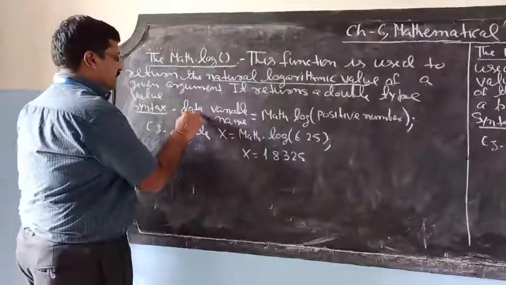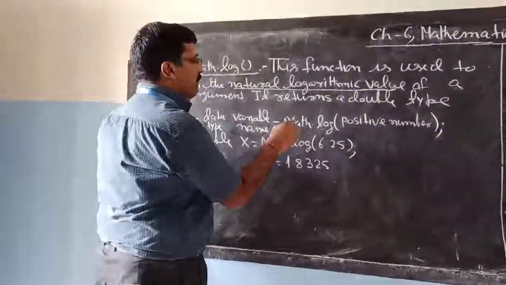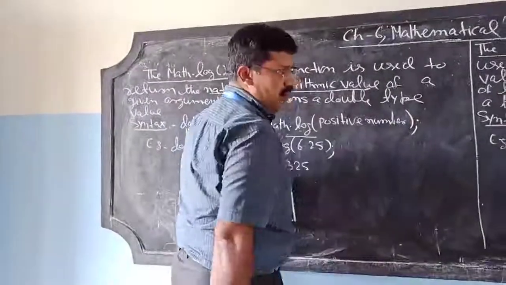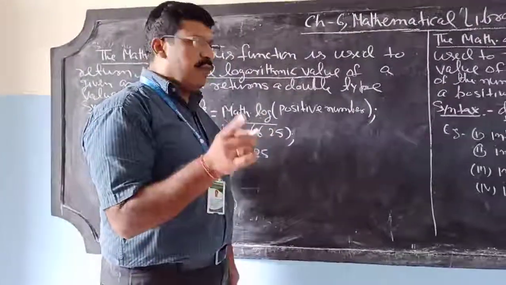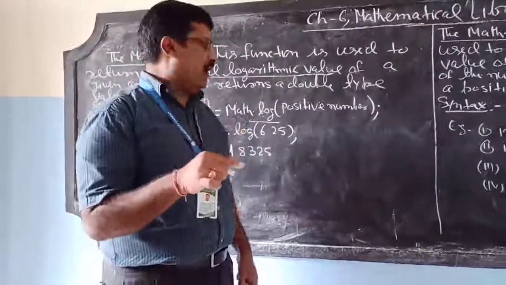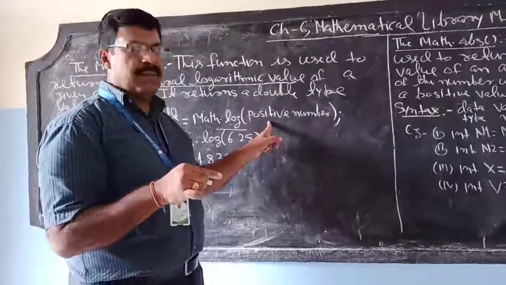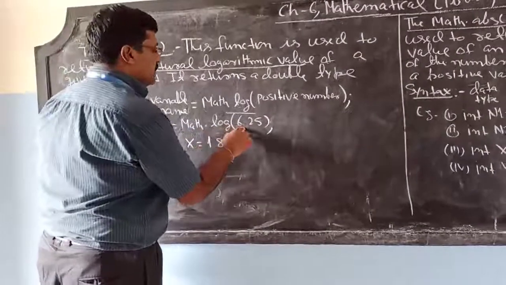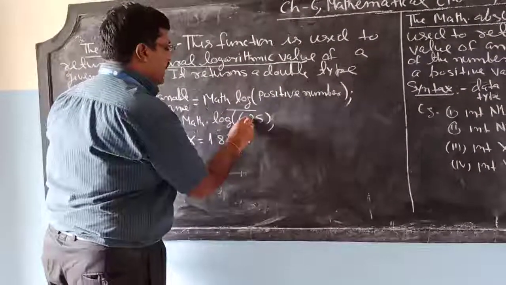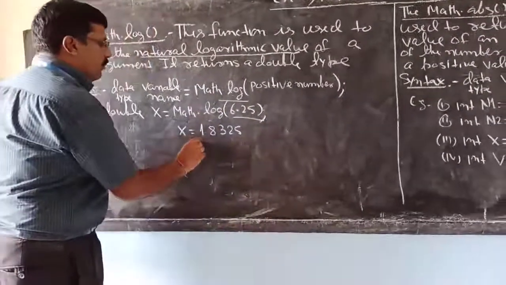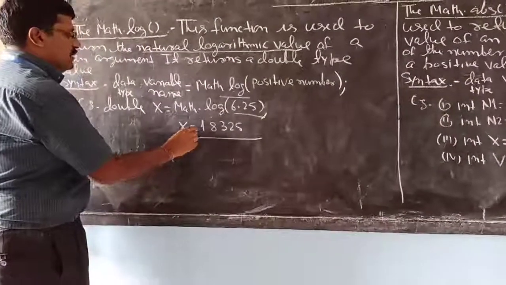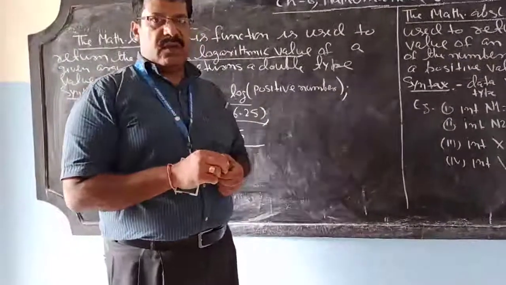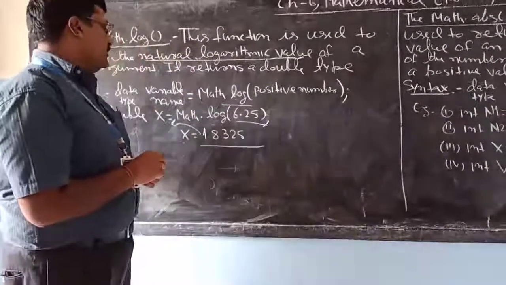What is the syntax? Syntax is data type, variable name, math.log in small letters, and any positive number. The number of which we want to find the logarithmic value, give that number. For example, double x equal to math.log 6.25. So what is the logarithmic value of 6.25? 1.8325. This will be stored in x. Alright, so 1.8325 is the value.